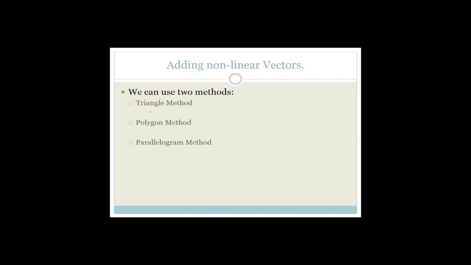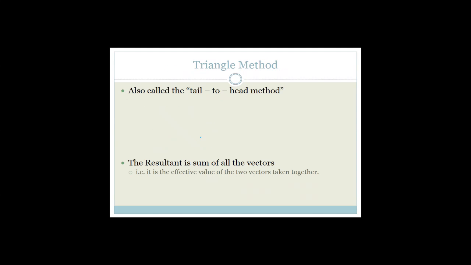I've written down three, and the reason I've ignored one is because we don't generally use a polygon method. These are the two methods that you guys tend to use: the triangle method or the parallelogram method. The polygon method is only used when you've got multiple vectors. I will explain this to you, and you may come across this polygon method in a test or two, but when you get to grade 11 and 12, you won't really have to use it. You only need to learn to use the triangle and the parallelogram method.